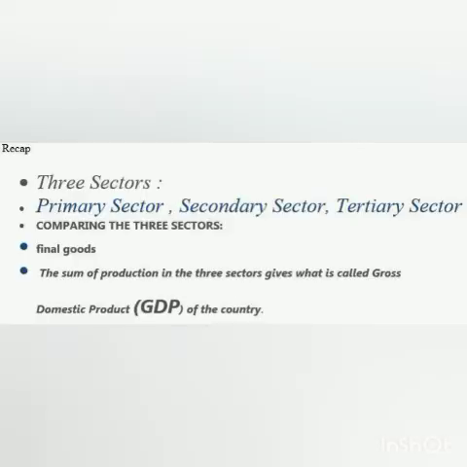Dear students, now let us recap the portion. We have learnt about the three sectors: primary sector, secondary sector, tertiary sector. Comparing the three sectors, what is final goods, GDP, the sum of production in the three sectors gives what is called gross domestic product of the country.